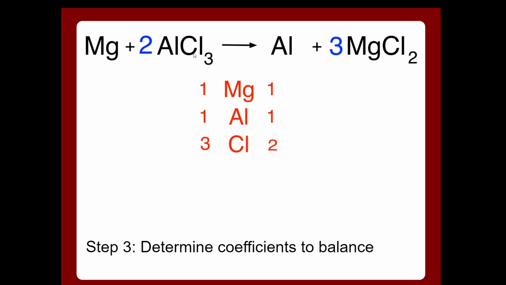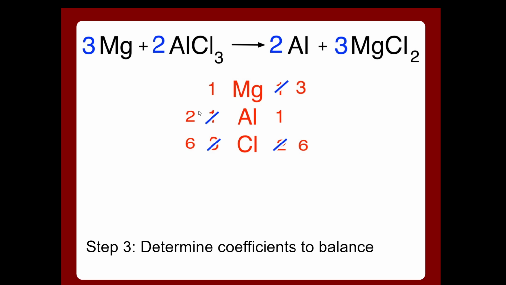Here, we knew that this chlorine, we likely had to make it so that chlorine equaled 6. That's why we put 2 here. We put 3 here. That 3 goes to both the magnesium and the chlorine. 6 here. This will also change our aluminum. Then we have to change our magnesium and our aluminum.